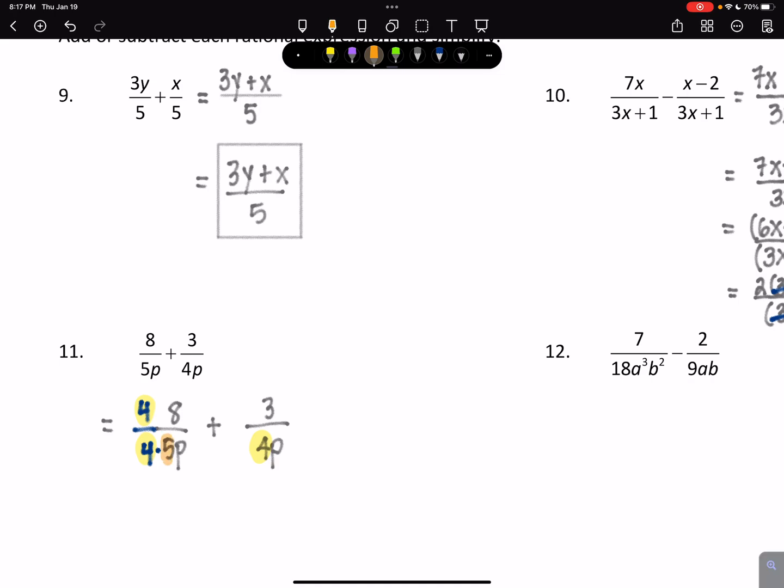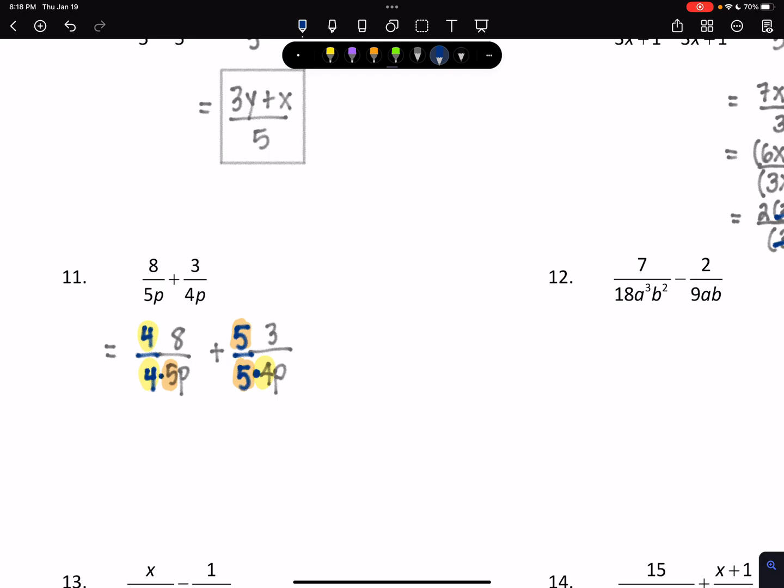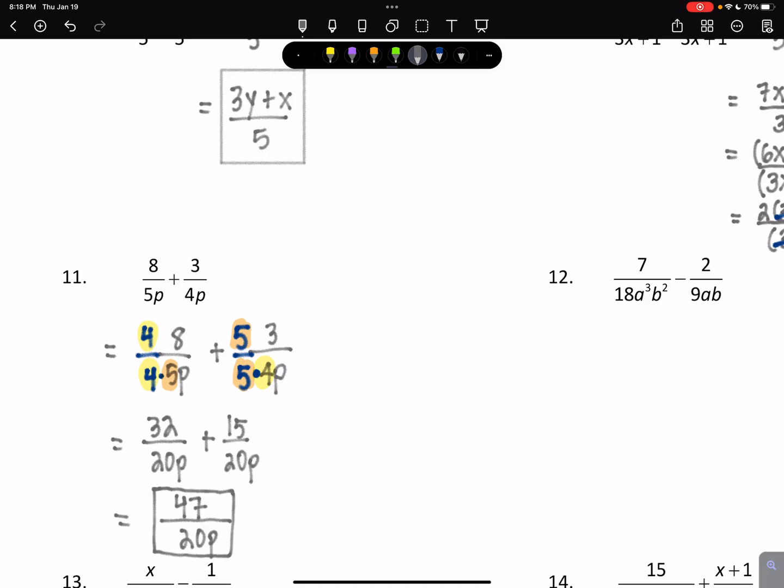Now, the second fraction is going to need that 5 in the denominator. So we can't just multiply or put a 5 there. We need to multiply by 5 over 5 so that we're multiplying by a factor of 1. Now with my common denominator, I've got 32 over 20p plus 15 over 20p. That's going to become a 20p in the denominator, and 32 plus 15 is 47. 47 over 20p does not reduce, so that's our final answer.